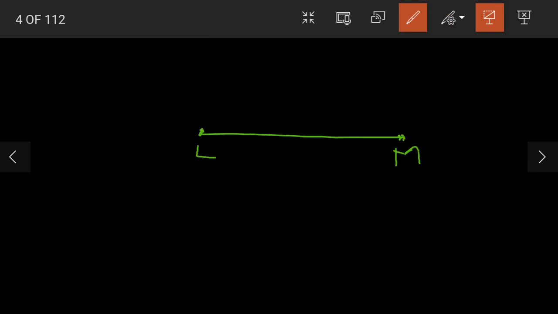Yes or no? Just as we have named our points, we can name our line segment as well. Now how can we name our line segments? For this, we need to use the names of the endpoints. What are the names of the endpoints? L and M. So our line segment's name would be line segment LM.